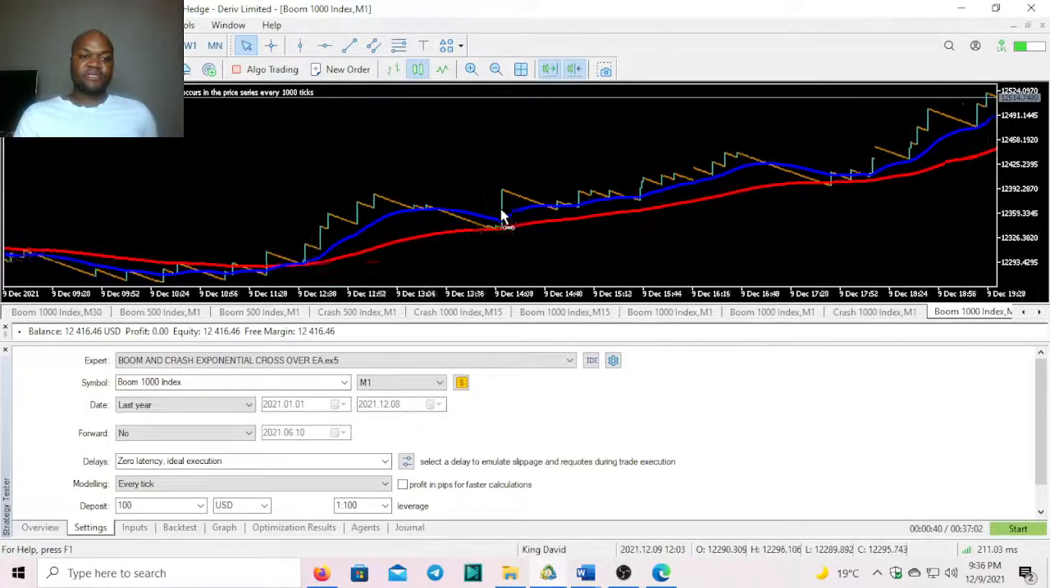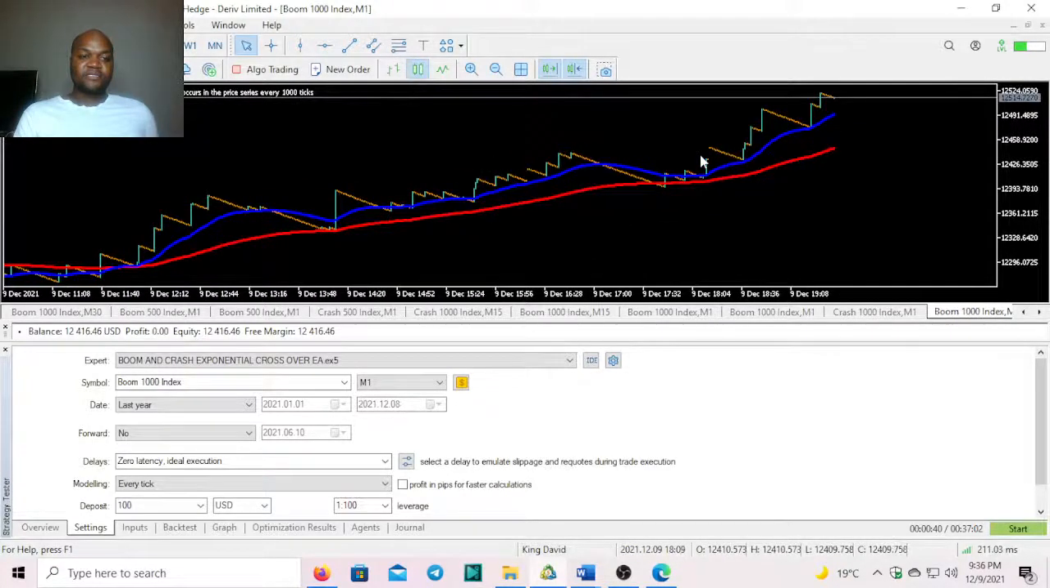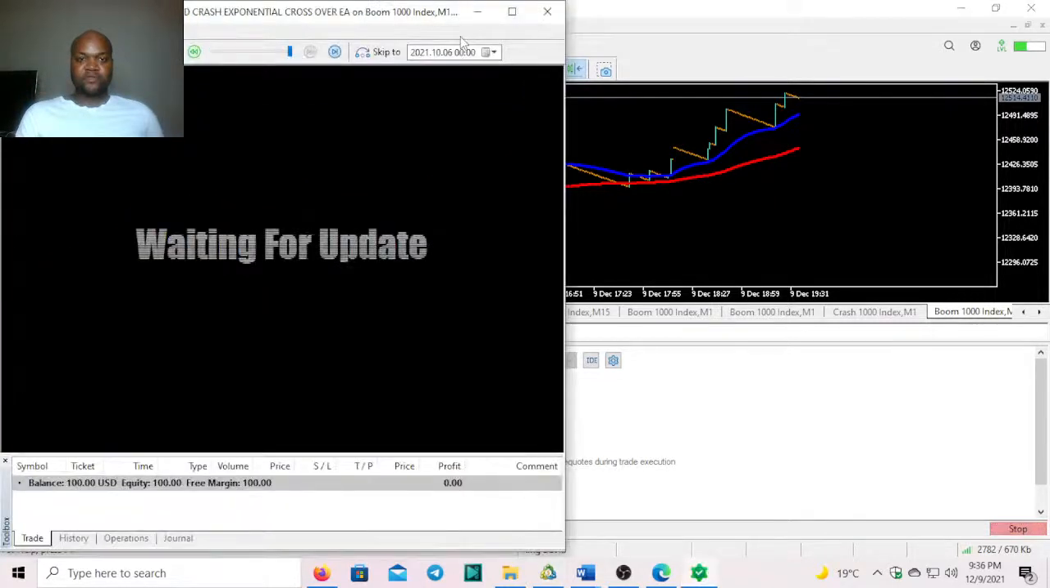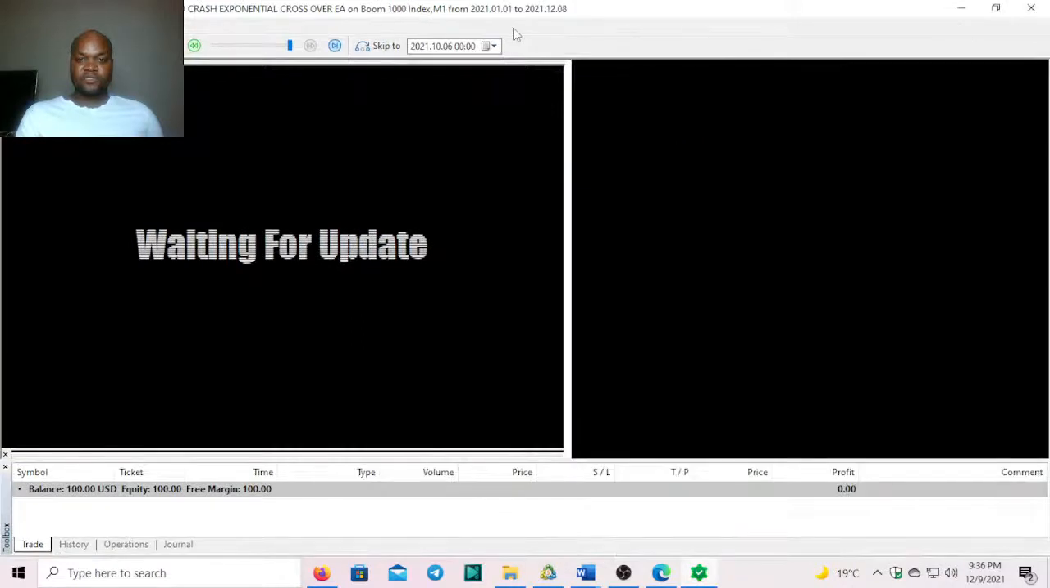I've designed this robot, and okay, let me just do a quick demonstration of what I'm talking about. So I'm going to do a strategy test on this boom and crash exponential crossover EA. So let me go and test what is taking place here. So I want you to observe what I was talking about. Let me try to enlarge this page.